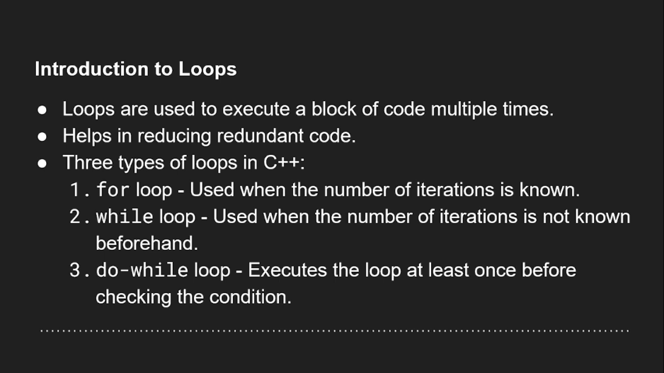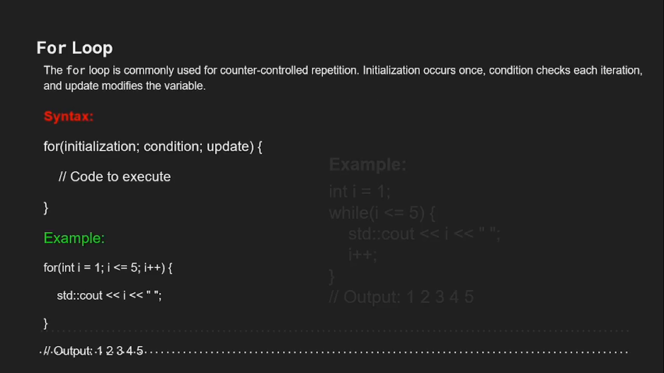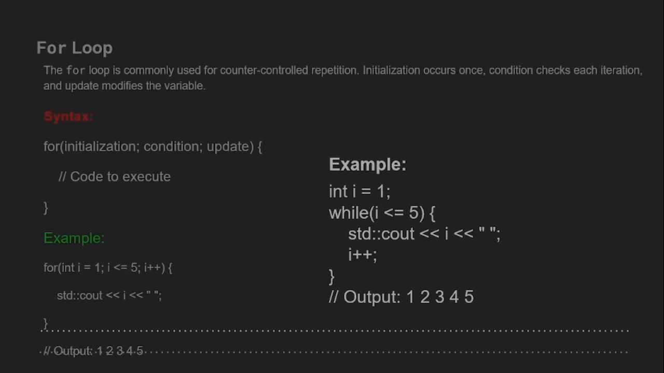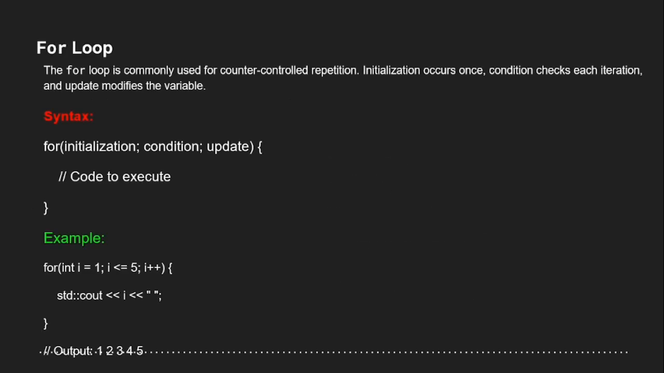If the condition is true, the loop will continue. If the condition becomes false, the loop will be terminated. I will give you an example of a for loop. This is the for loop example.